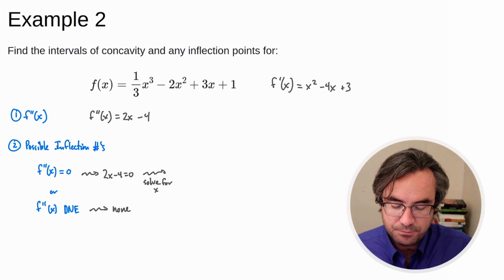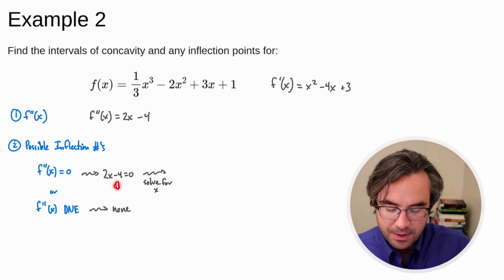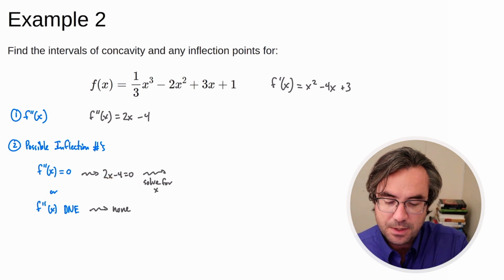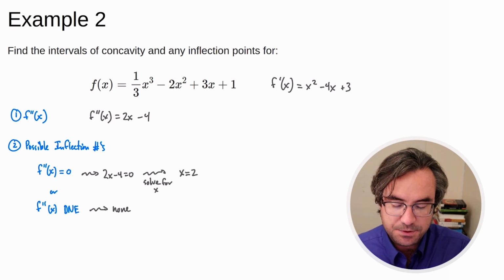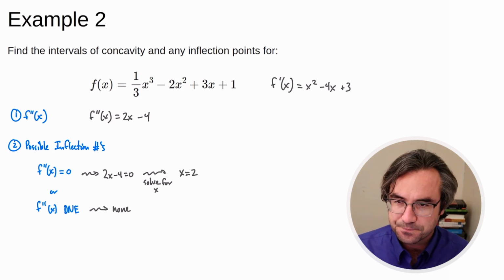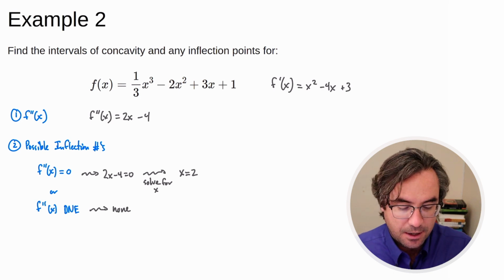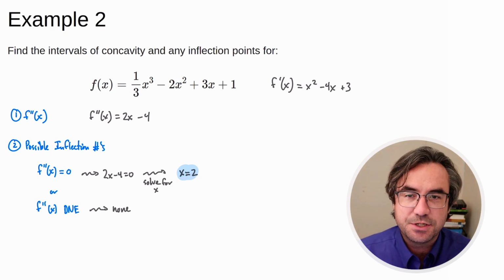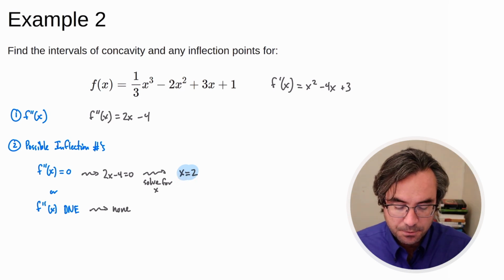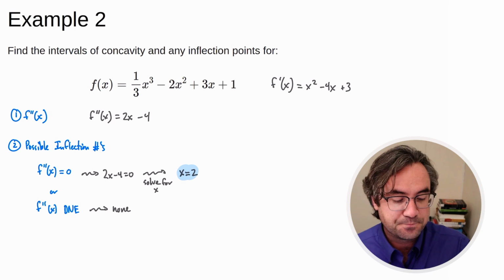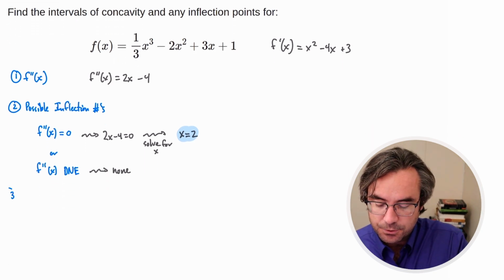If we just directly solve this, add 4 to both sides, and then divide both sides by 2, we get x equal to 2, 4 over 2. All right, so this is our possible inflection number. If the original function does have an inflection point, it's got to happen at this place. Now we use this number to do our sign chart for f double prime. So let's try it out.